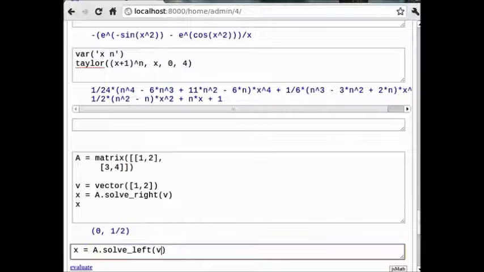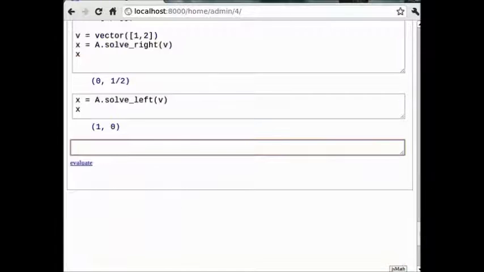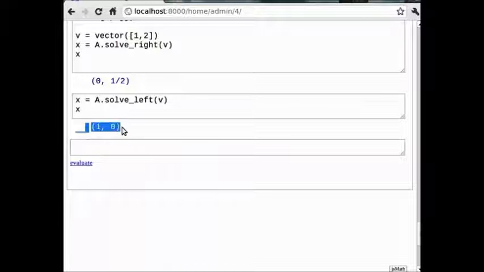Then type x. The left and right here denote the position of a relative to x.